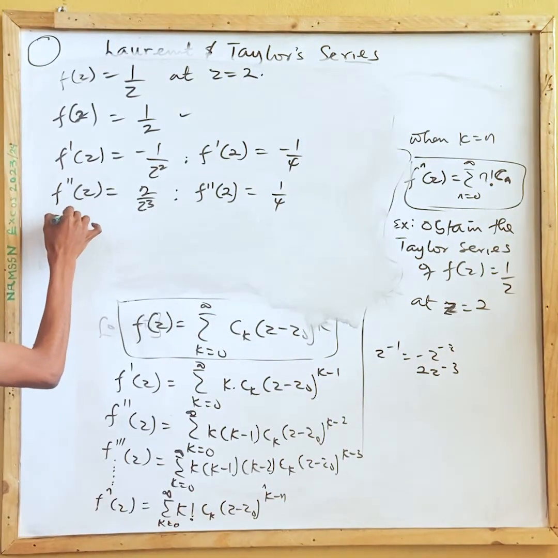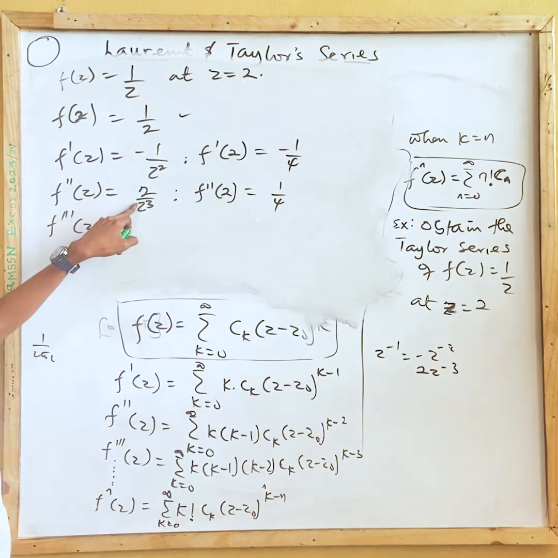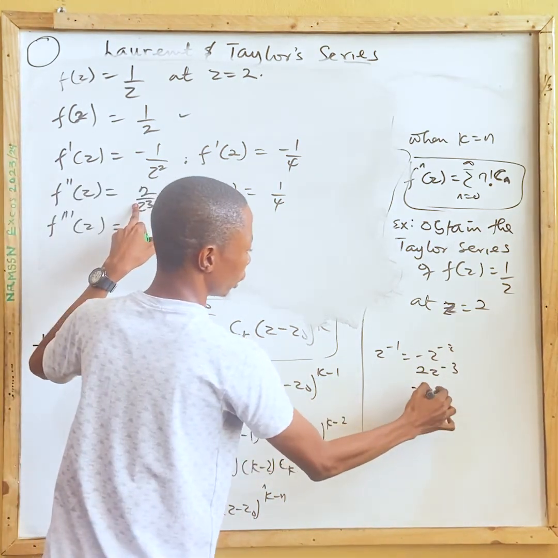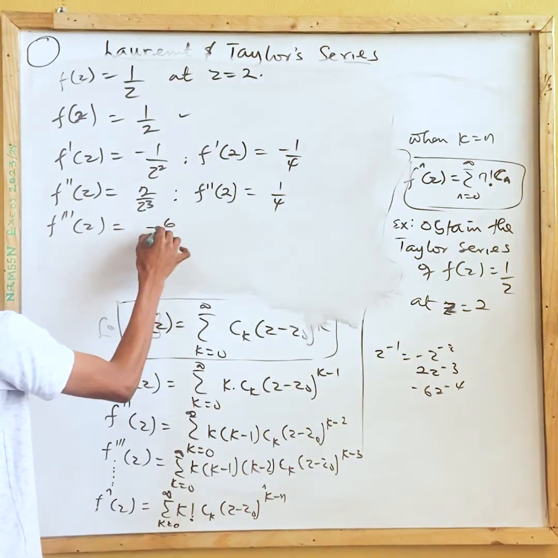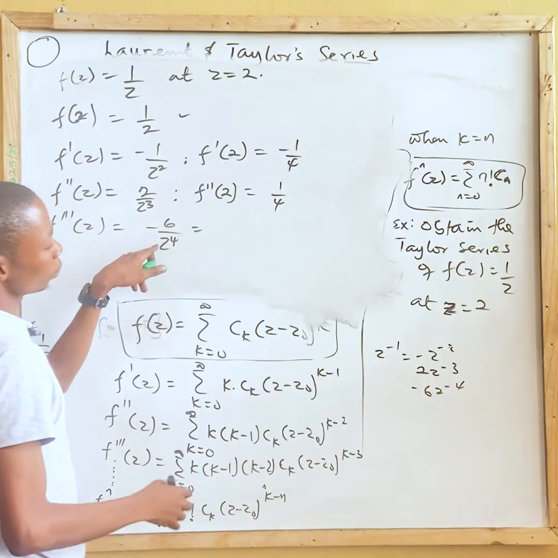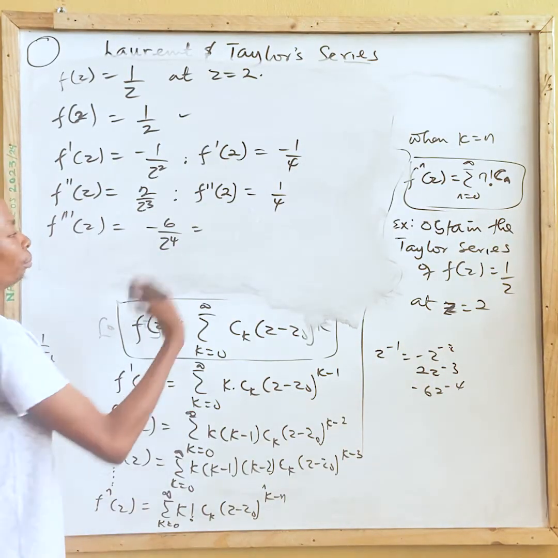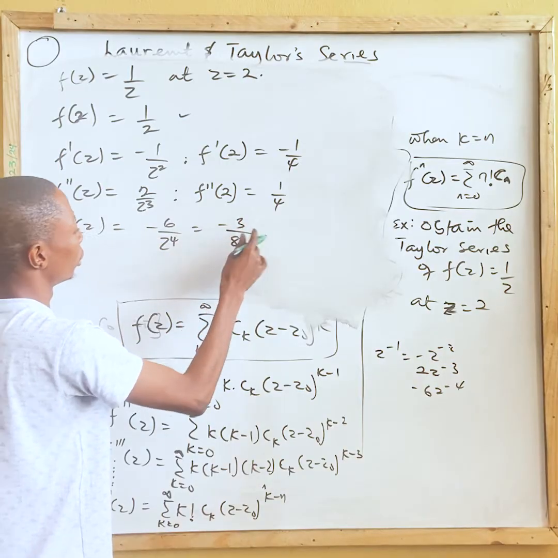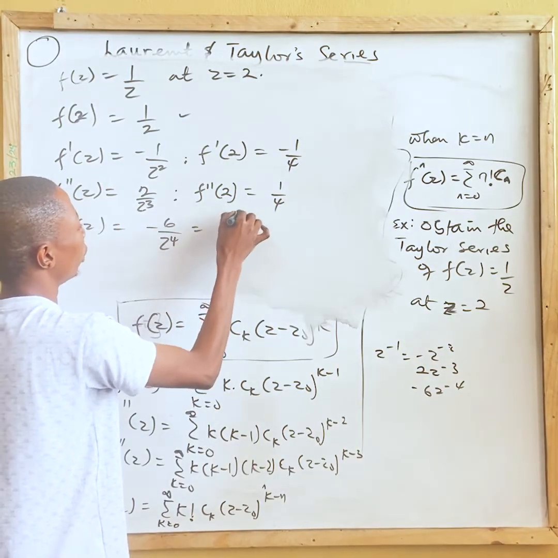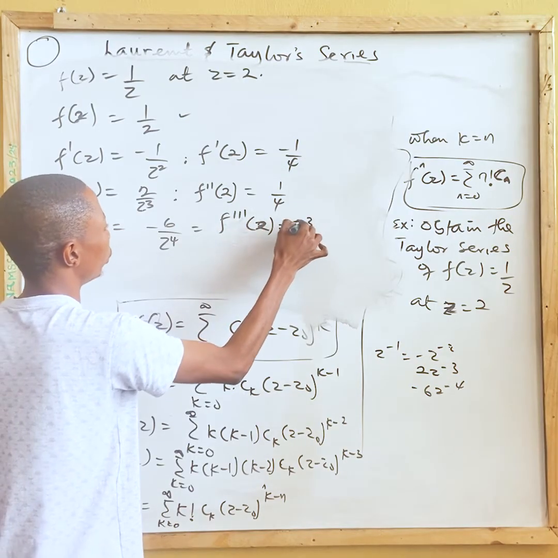Then the third derivative of f(z). The third derivative is when I differentiate 2 over z cubed again. This will be minus 6 z raised to minus 4, that will be minus 6 over z^4. At z equals 2, that's minus 6 over 2 raised to 4, minus 6 over 16. That's minus 3 over 8.